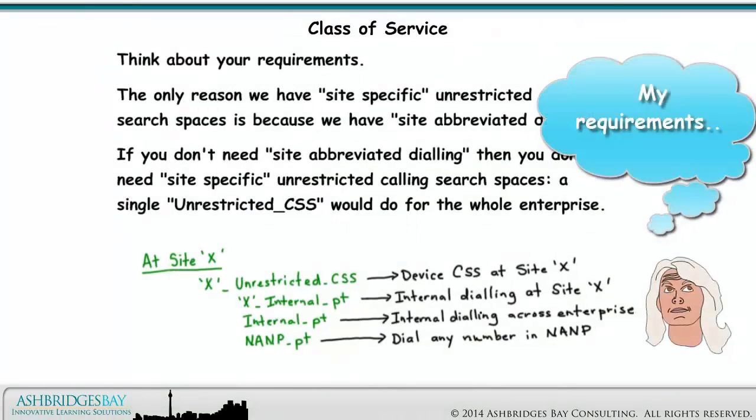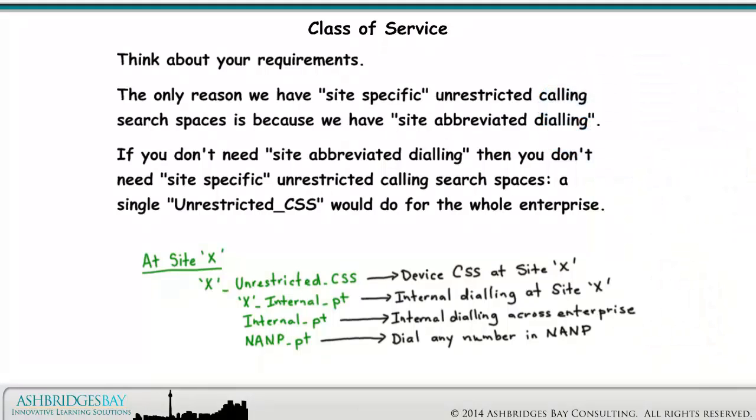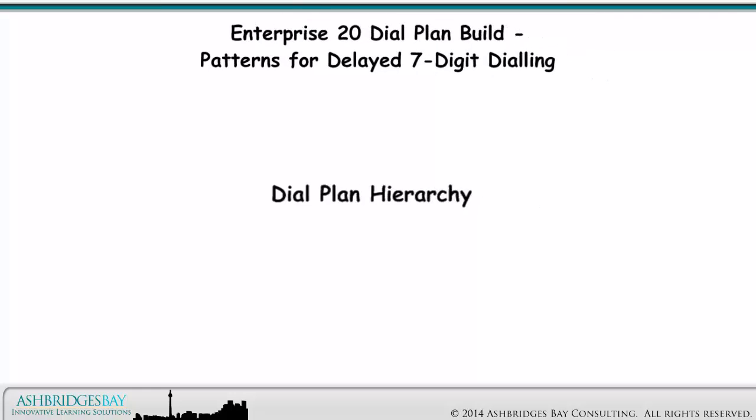Think about your requirements. The only reason we have site-specific unrestricted calling search spaces is because we have site-abbreviated dialing. If you don't need site-abbreviated dialing, then you don't need site-specific unrestricted calling search spaces. A single unrestricted calling search space would do for the whole enterprise. Let's look at the dial plan hierarchy.